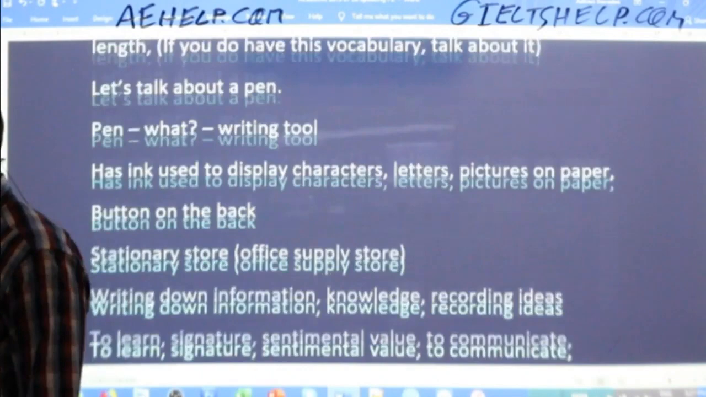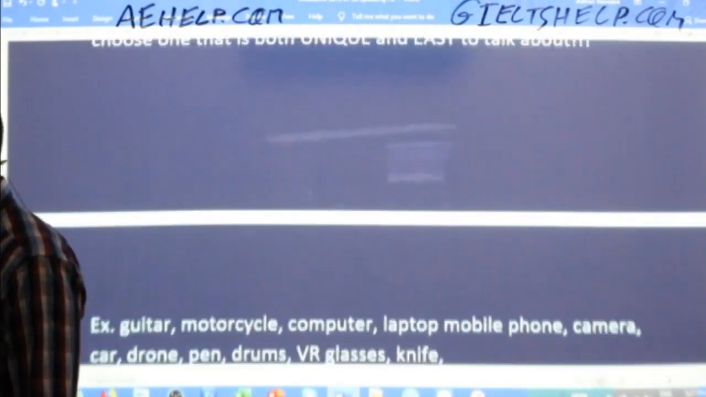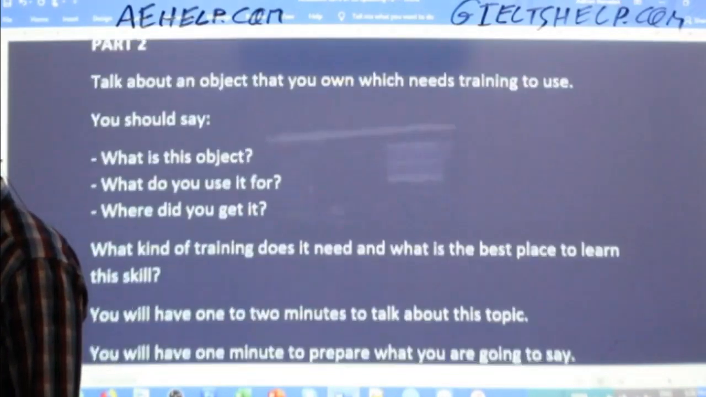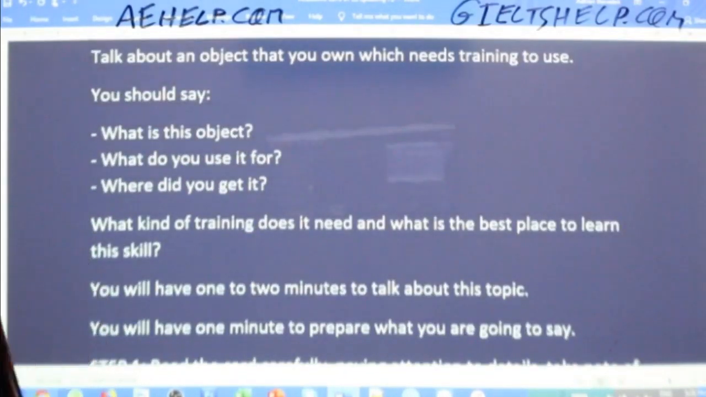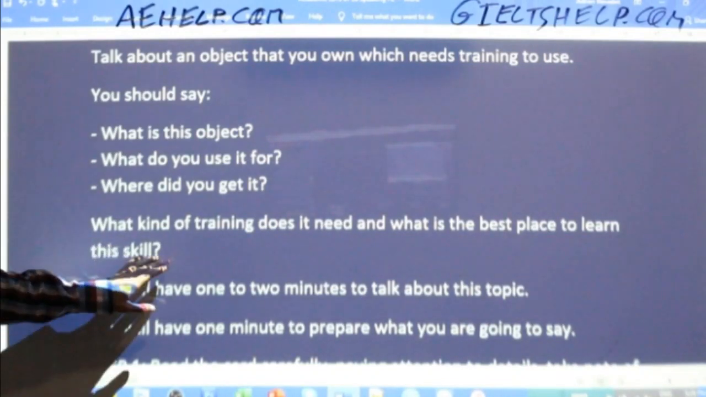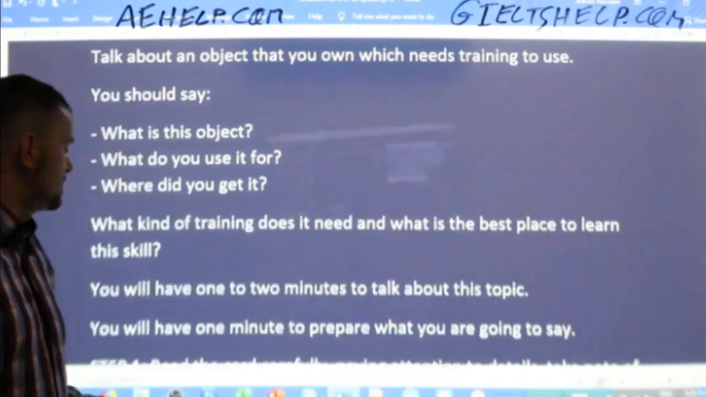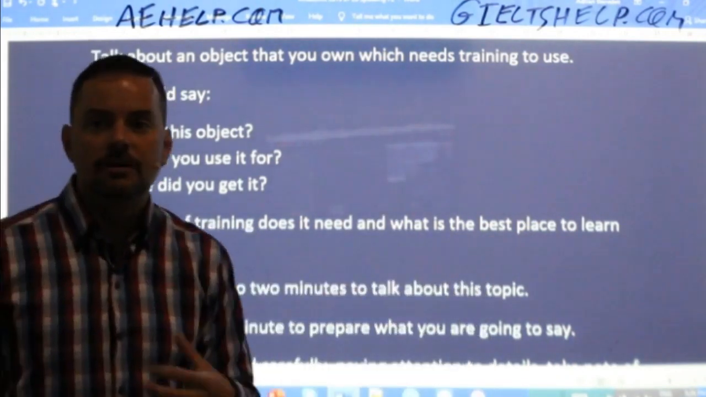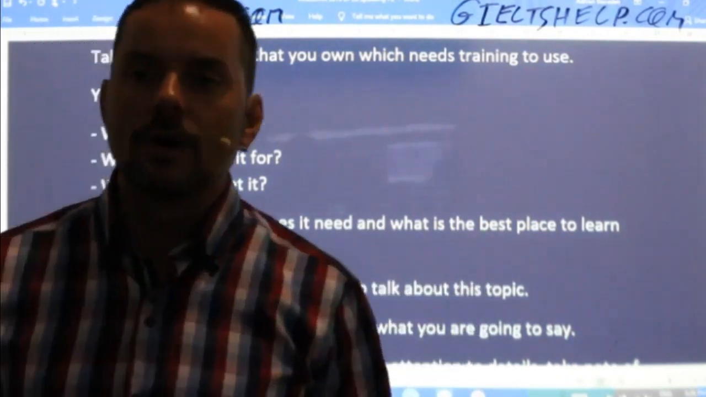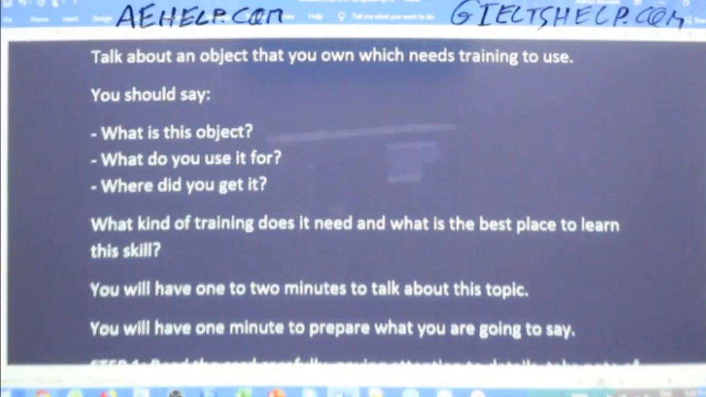Now, I want to consider the questions as well, right? So this question is very important on the card, the last one. Okay, so what kind of training does it need, and what is the best place to learn the skill? So a couple of points on that very quickly. Don't forget about that. Okay, Deep T Jimmy, very good. You can use it for math or for calculation as well, for accounting, right?